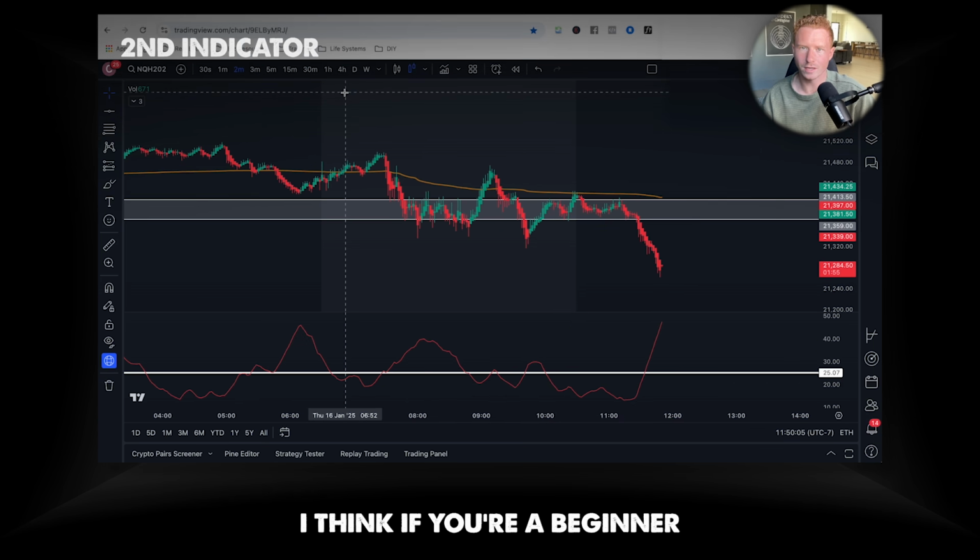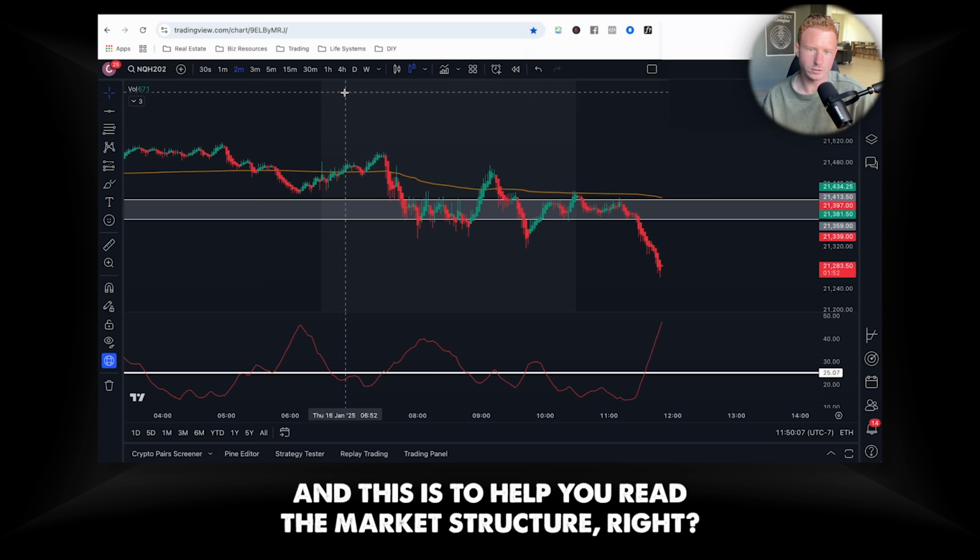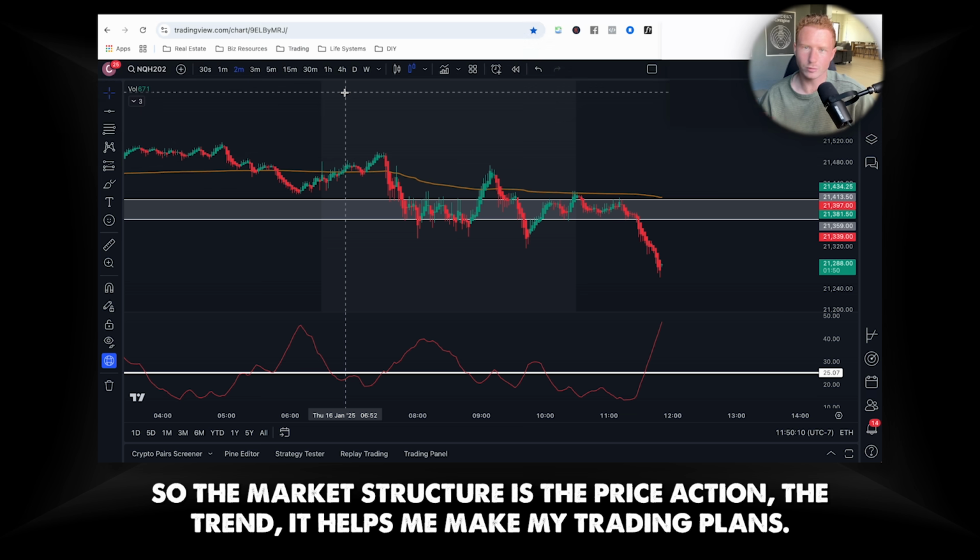Now, the second indicator on Tradingview that I like to use once in a while, that's pretty helpful, I think, if you're a beginner. And this is to help you read the market structure, right? So the market structure is the price action, the trend. It helps me make my trading plan.